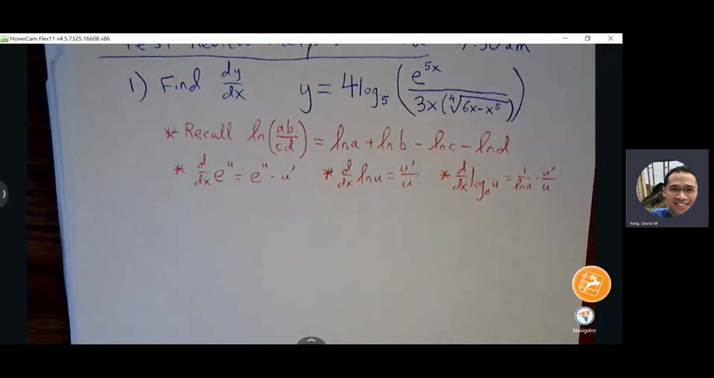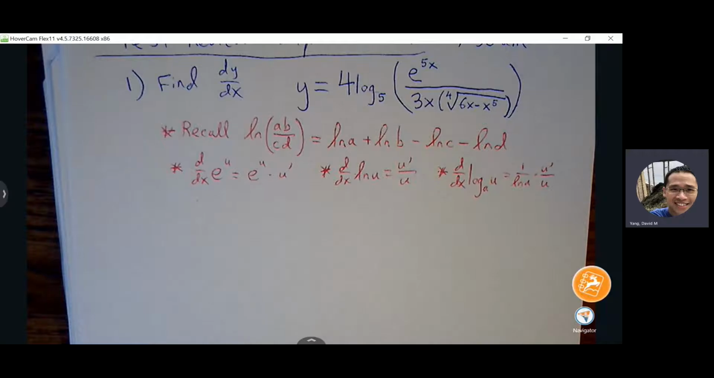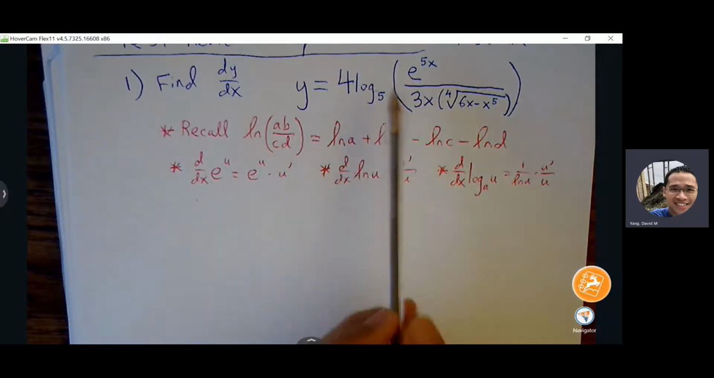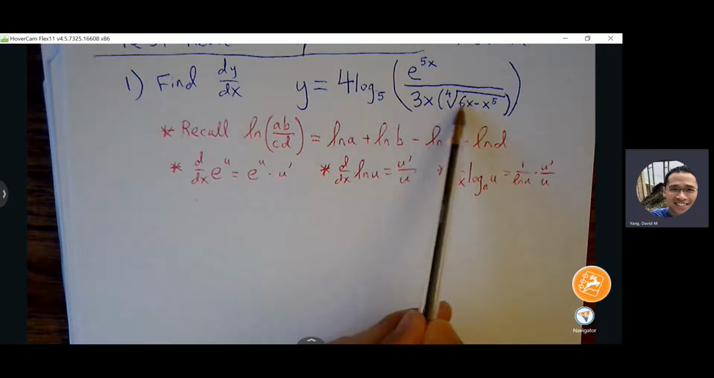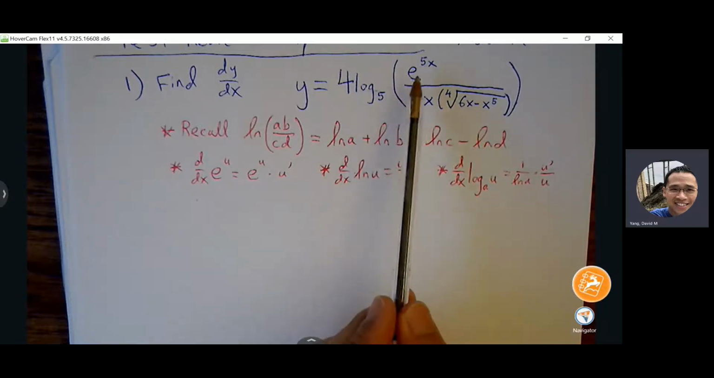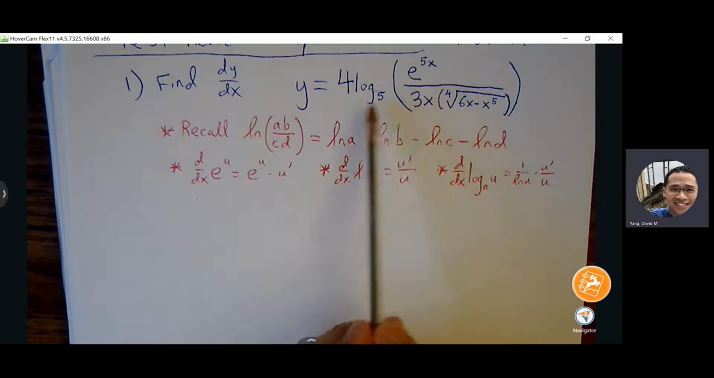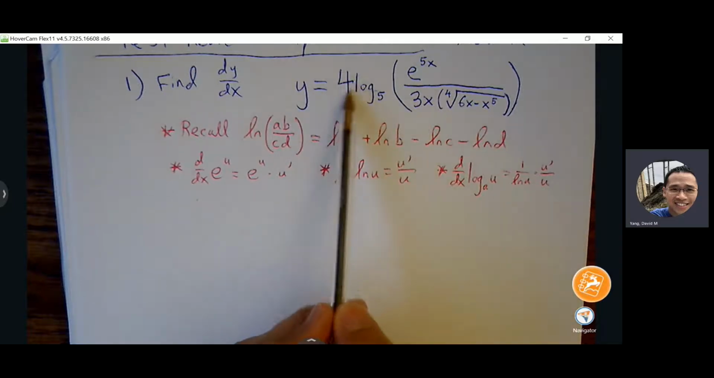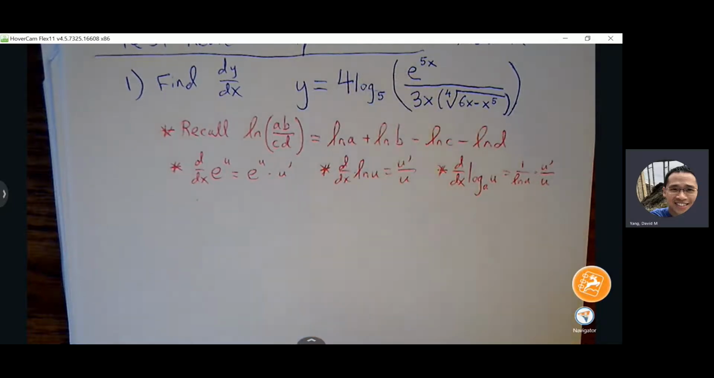Okay, so a couple of reminders about derivative rules. But first things first, we see a total of 3 terms, so we're going to split them up. And as we split them up, keep in mind that the 4 is going to tag along to every term.